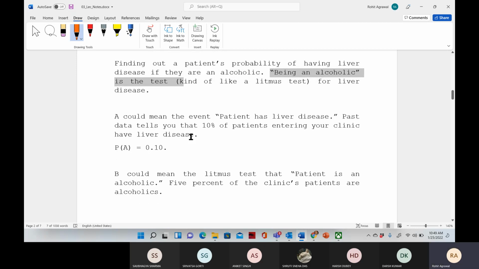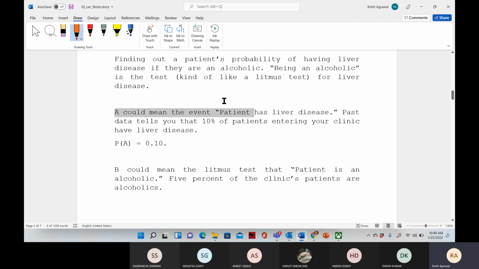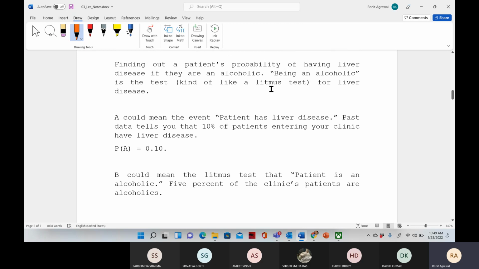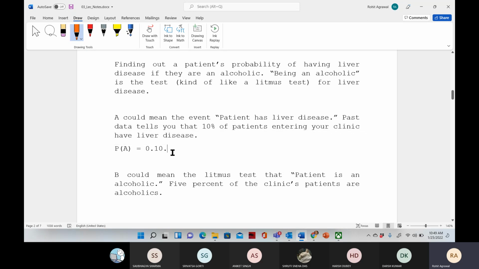Okay, so the data is given here. A could mean the event that the patient has liver disease. So according to our formula, we are considering A as: the patient has liver disease. The given data is that past data tells us that 10% of the patients entering your clinic have liver disease. So what does it mean? P of A is equal to 0.10. Am I right? Yes, sir. Okay.